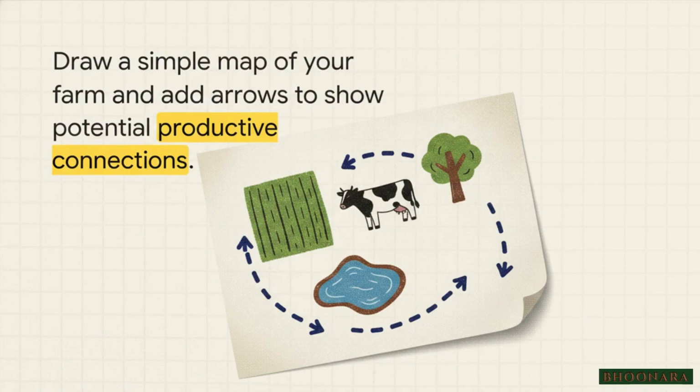Grab a piece of paper and just draw a simple map of your farm's current enterprises. Then, simply draw arrows showing where you could create productive connections between them. Ask yourself, where can waste become food? Where can shade become a habitat? It's like a giant puzzle. This one simple exercise will reveal hidden integration opportunities that require zero additional land and, honestly, minimal investments.